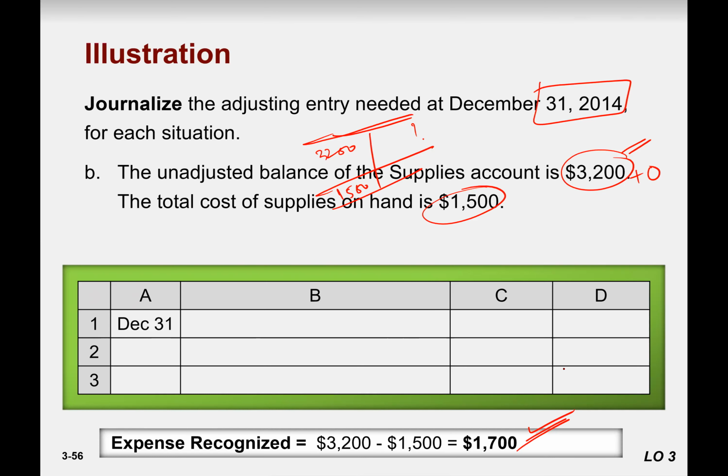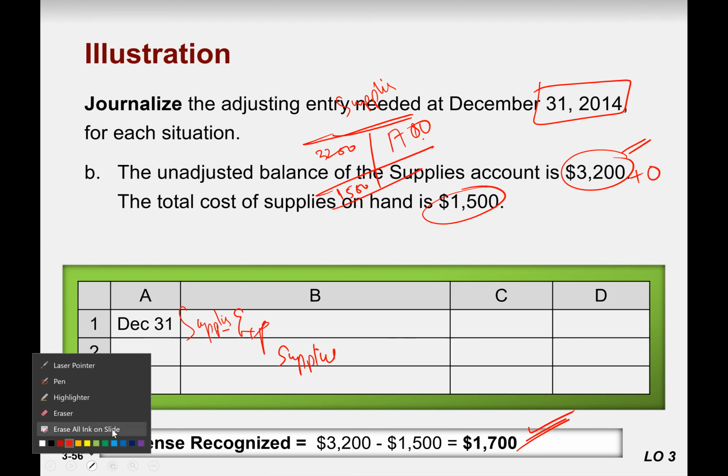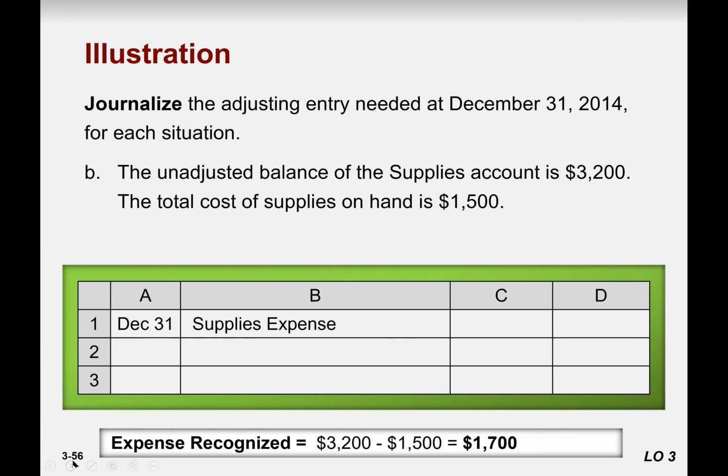So when we make our adjustment, we need to charge the supplies account with the decrease. So the supply account decreases, supply would be on the credit side, and expense is going to be on the debit side. And which expense? Supplies expense. So let me just remove all the mess here. Here we go. Supplies expense to supplies.